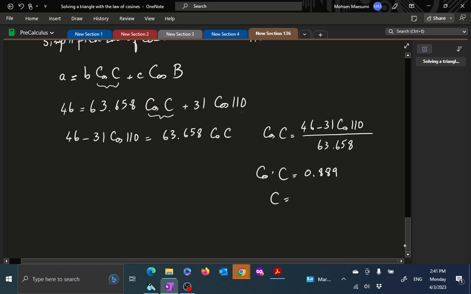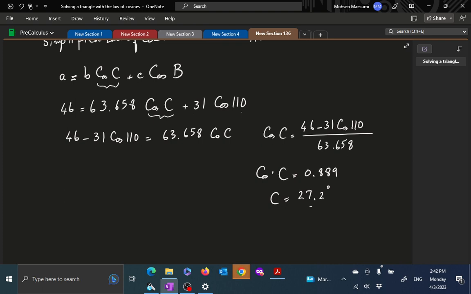And C becomes, let's do inverse cosine of this. Let's see, it becomes 27.2 degrees. In the same fashion, we go ahead and calculate angle A, and I leave that to you.